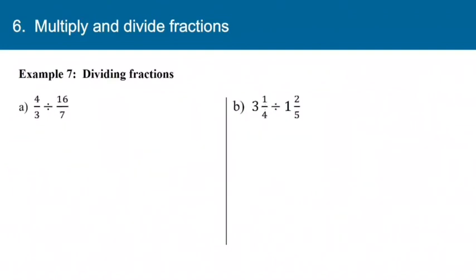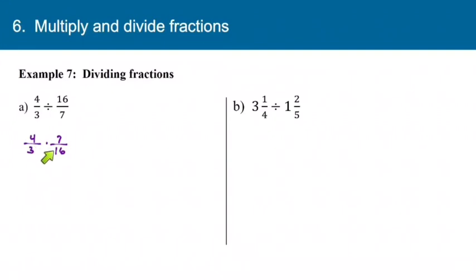Now here are two examples that you can try on your own just to make sure that everything is sticking the way it should. And if you've had a chance to pause the video and try these on your own, now I'm going to go through them with you. So this is 4/3 divided by 16/7. So dividing by a fraction is the same as multiplying by its reciprocal. So I'll just write it in multiplication form.